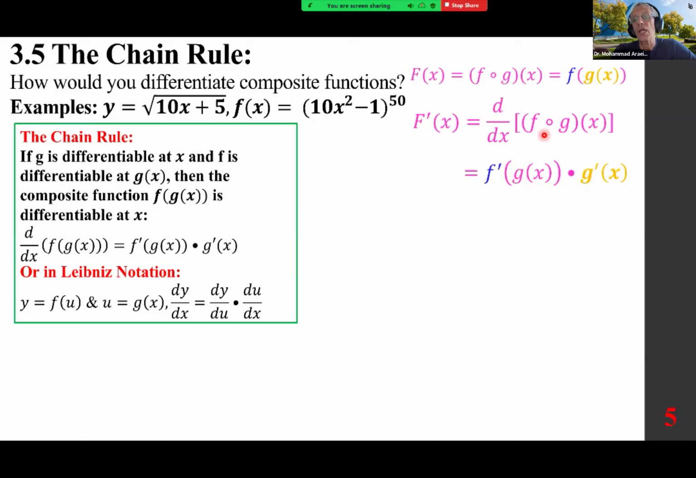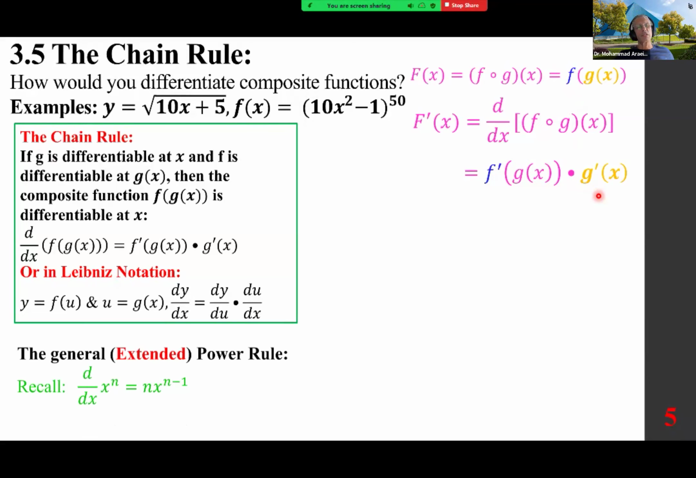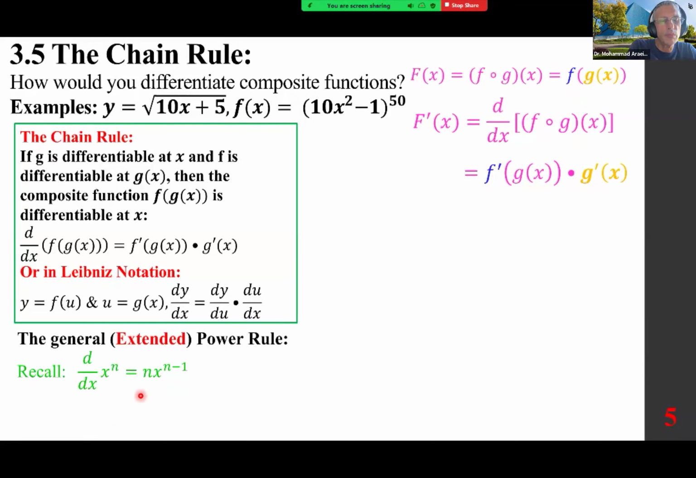Again, f is the shell, the main function, the outer function. So take the derivative with respect to g of x and then times g prime of x. This is the chain rule. For example, when we look at the power rule, the derivative of x to the power of n is nx to the power of n minus 1.